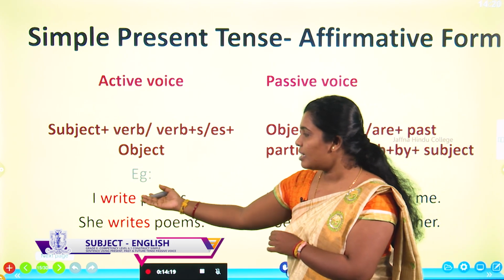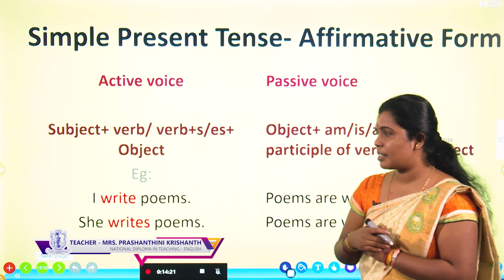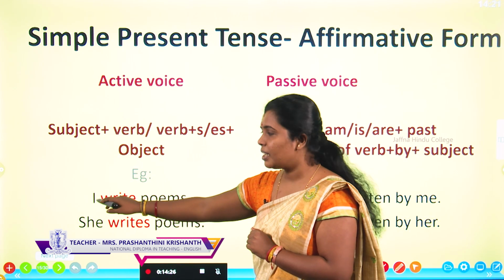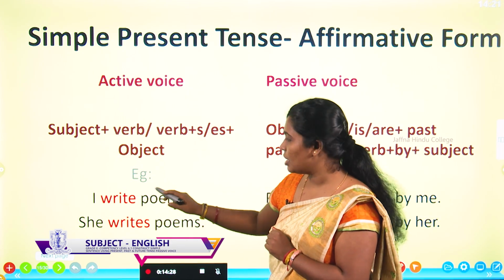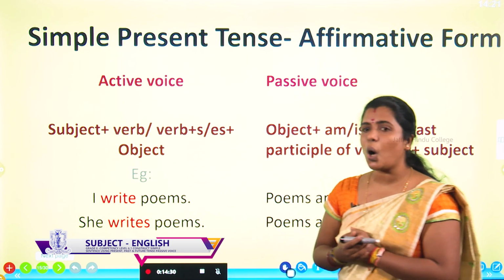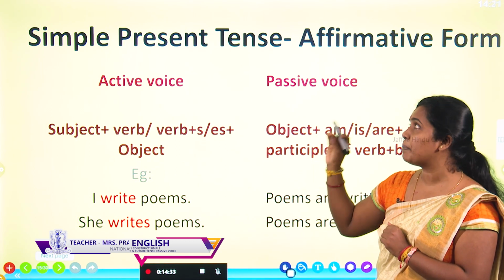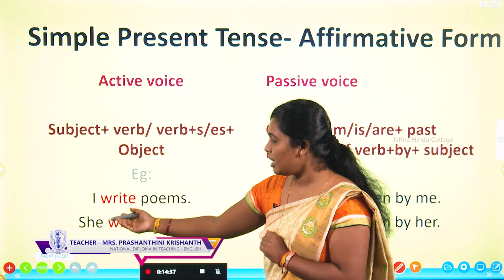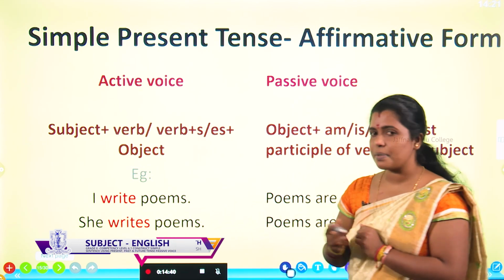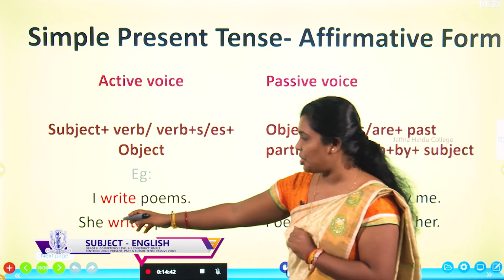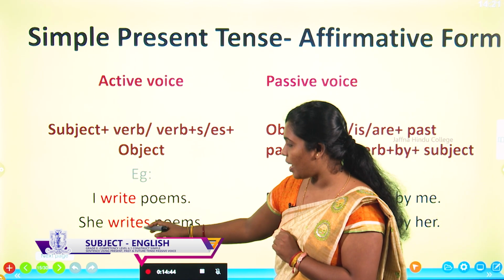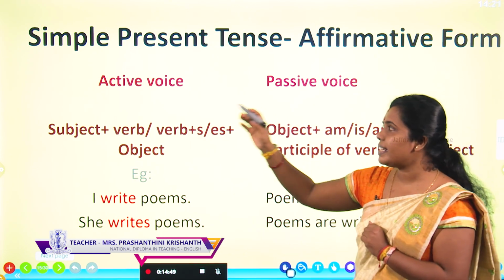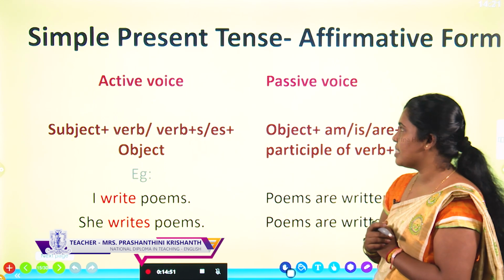See the example, I write poems. What is the subject of the sentence? I. Verb, write. Poems is the object. So this is a normal simple present tense sentence. See the second one, she writes poems. What is the subject? She. Verb, writes, and the object, poems. So this is an active voice sentence.